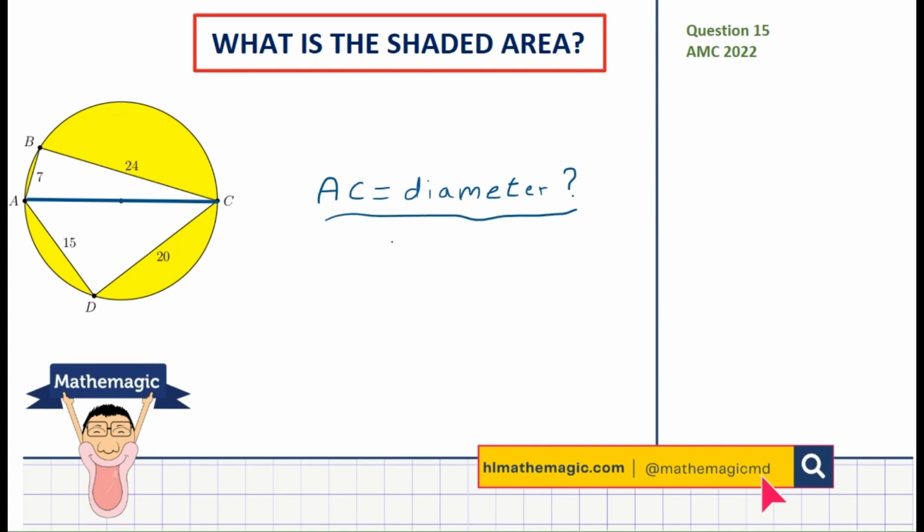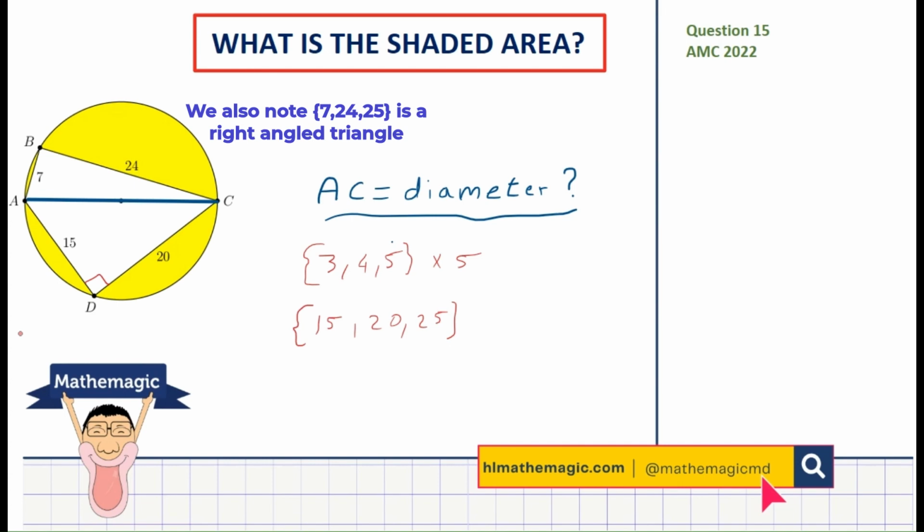Well, if AC was a diameter, then the triangle ACD would be right-angled. And is the triangle ACD right-angled? This is where Pythagorean triples can really help us, because if you take the 3, 4, 5 triangle and multiply it by 5, you get the 15, 20, 25 triangle. Since we have 15 and 20, it's safe to assume that the hypotenuse is 25. Also, any triangle inscribed in a semicircle is right-angled. And so we can assume safely that the triangle ADC is right-angled at D.